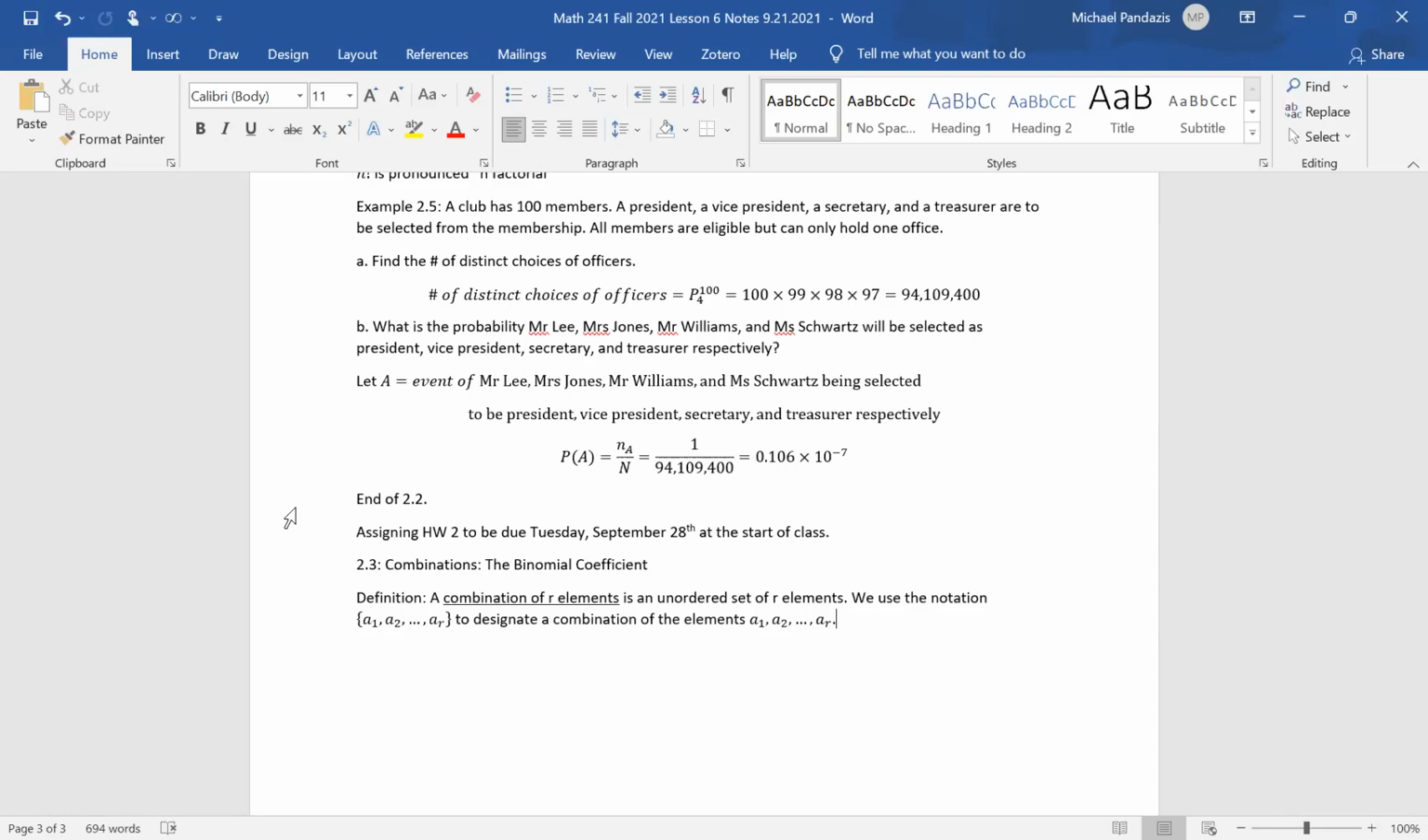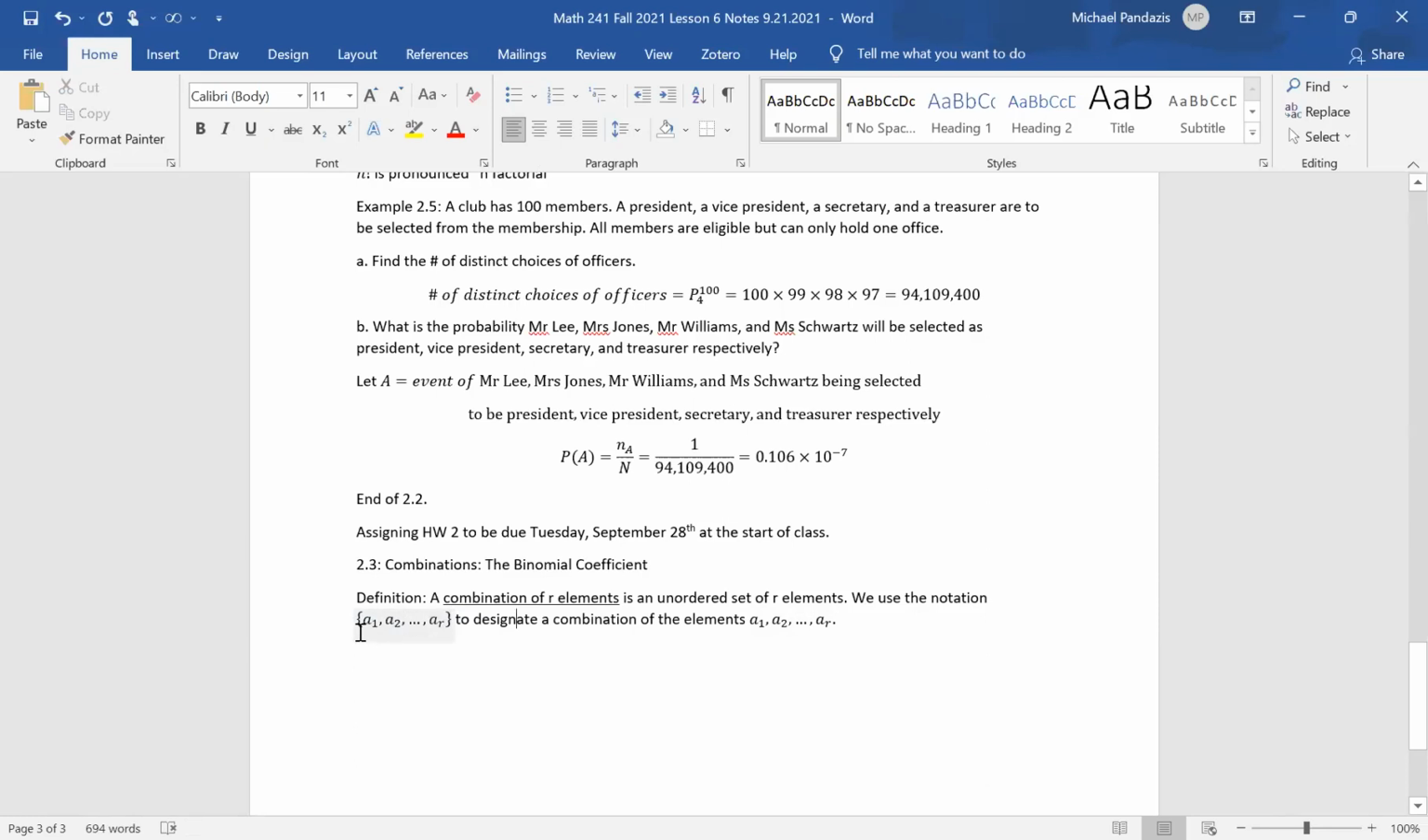You have 5 cards. Each card is different. It doesn't matter the order you were given the cards. They're now just your cards. So that would be an example of a combination of R elements. It's an unordered set of R elements. You have R things, and there's no order to them. And so we use the set notation, the set containing those R things, A1, A2, up to and including AR, to designate a combination of those elements.